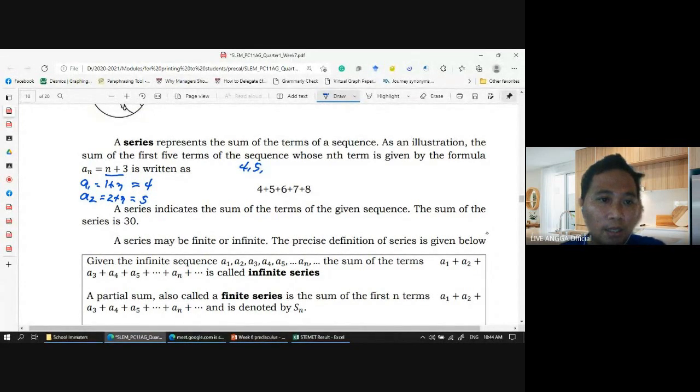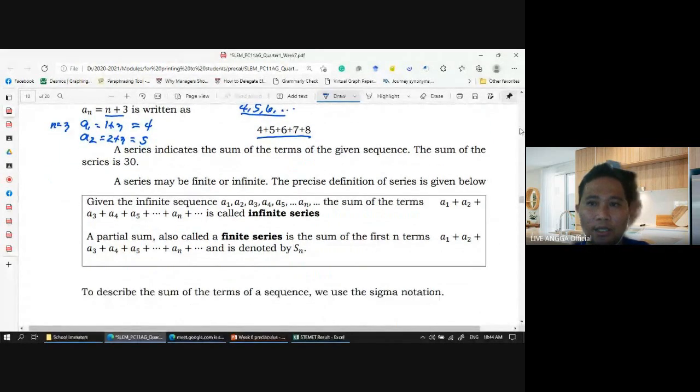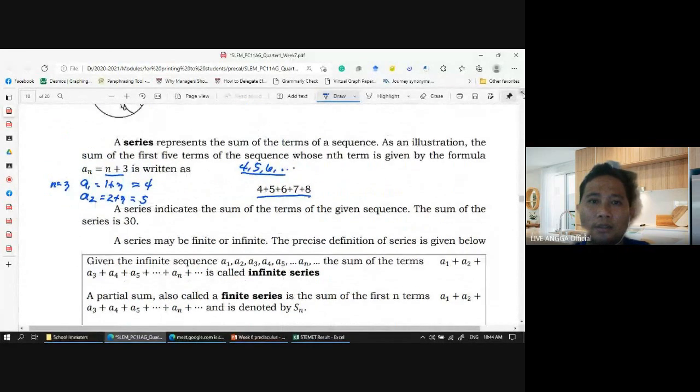Kung n is 3, of course, 3 plus 3 is 6, and so on. Okay. So, pag i-add nato ni from this one, this is called series. A series indicates the sum of the terms of the given sequence. The sum of the series is 30. Okay. Actually, sa mga series, nagsimula ito siya ni Carl Friedrich Gauss.